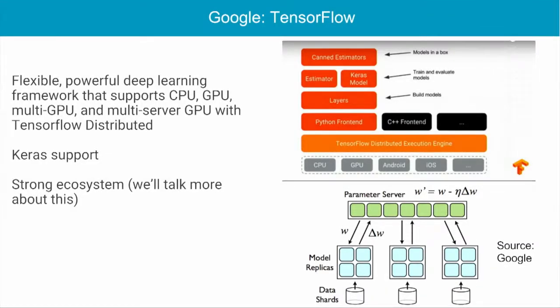So, kind of an overview of Google TensorFlow. It's by far the most popular deep learning framework out there right now. I don't really consider Keras a framework. It's more of an abstracted front end, and it can have multiple backends, right? So it can have TensorFlow, Theano, and they just released CNTK support.